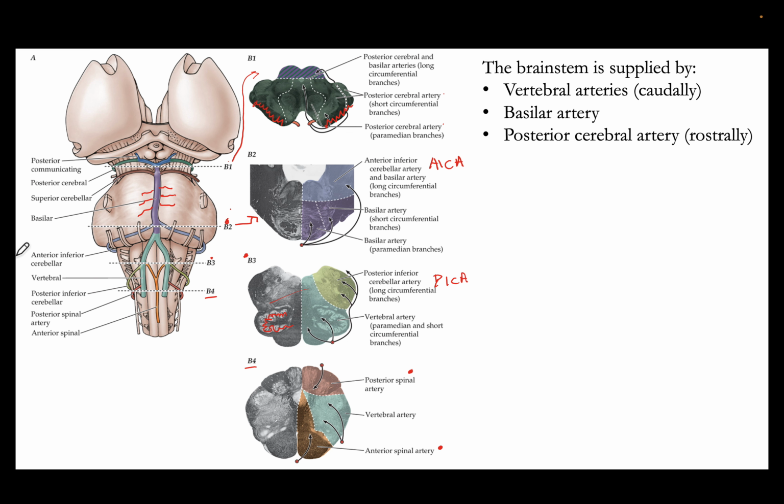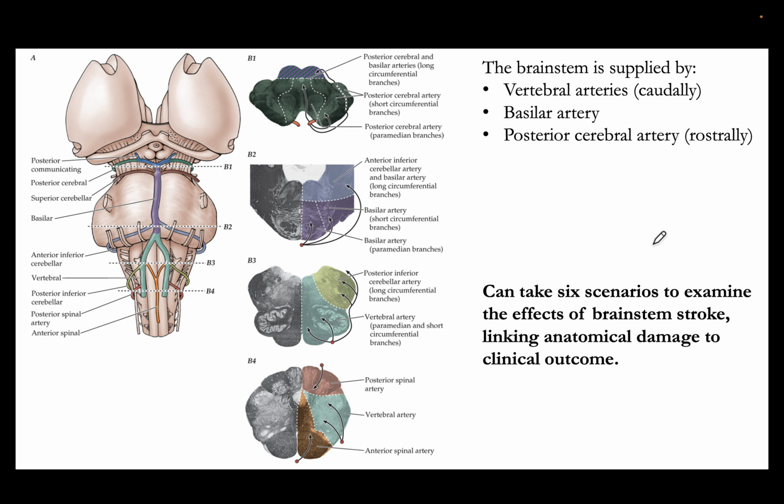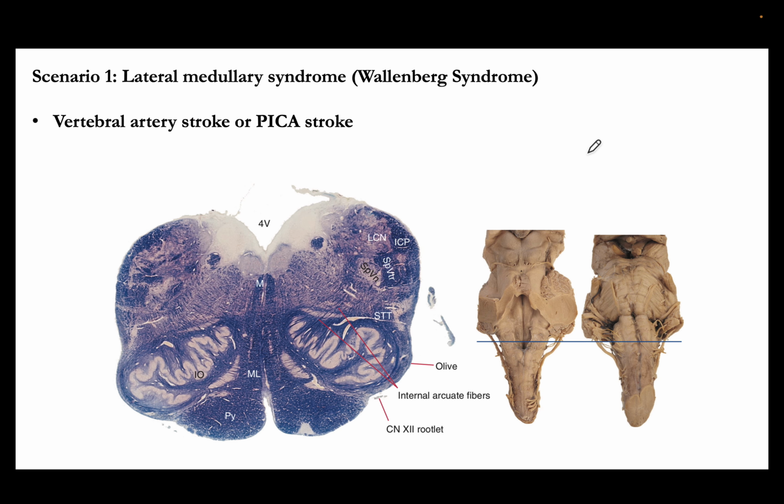And once again, it's those deep penetrating branches of the PCA that it gives off as it travels around the brainstem. So armed with all of this information, we will take 6 scenarios to examine the effects of brainstem stroke, linking anatomical damage to clinical outcome. So we'll start with our first scenario, which is lateral medullary syndrome. The eponym is Wallenberg syndrome. And the cause of this is often a vertebral artery stroke or a posterior inferior cerebellar artery stroke.